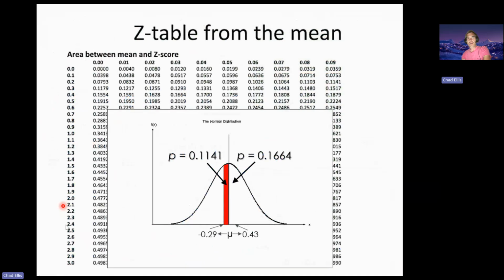So now we can go back to our z-table from the mean. And this time our z value is plus 0.43. We're going to look up 0.4, add 3 hundredths onto that to get 0.43. That gives us an area underneath the curve of 0.1664. So that's what I'm showing in blue there. So basically what I figured out is that the area on this side of the mean is equal to 0.1141, and the area underneath the curve to the right of the mean is equal to 0.1664.